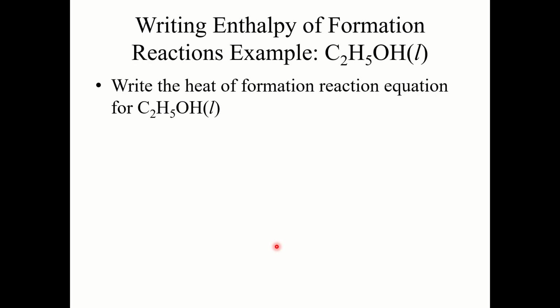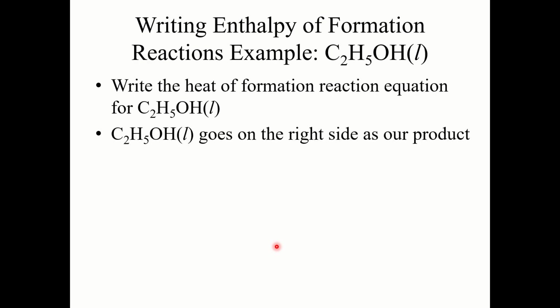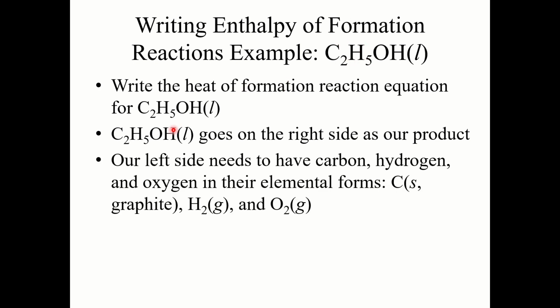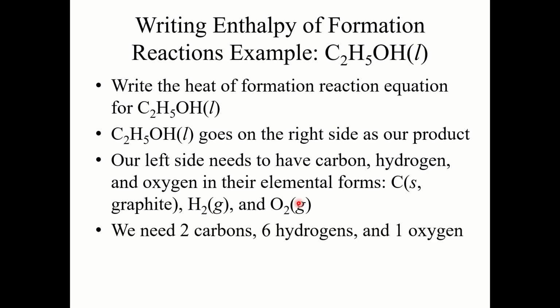Alright, so how do you write one of these? Well, let's say we're writing this for C2H5OH, ethanol. You put the C2H5OH liquid on the right side as our product, and then the left side needs to have the atoms in that compound in their elemental forms. So our left side needs to have carbon, hydrogen, and oxygen in their elemental forms, which for carbon is just C with the state of matter S, which is graphite. For hydrogen, that's H2 as a gas, and for oxygen, that's O2 as a gas.